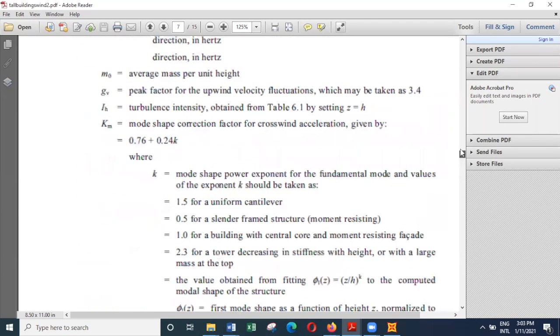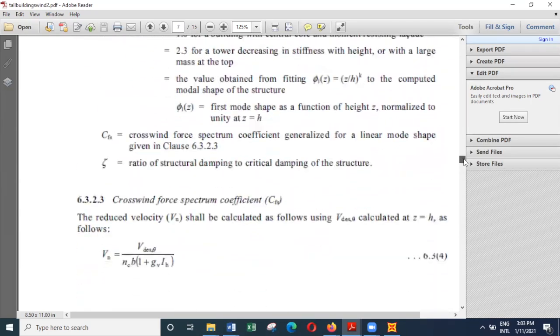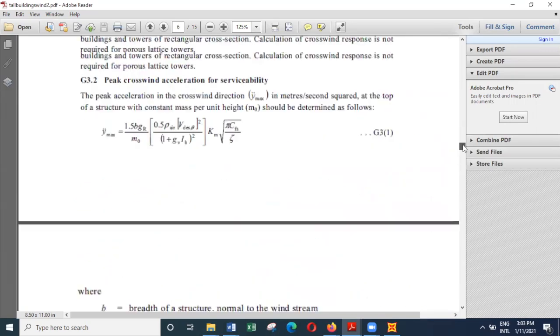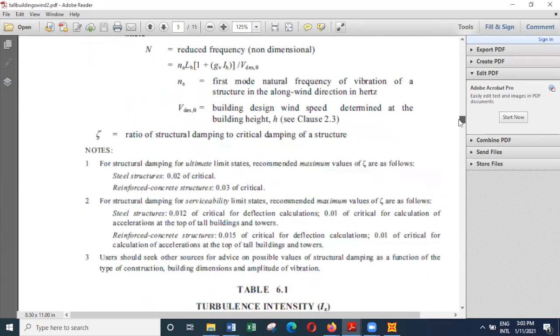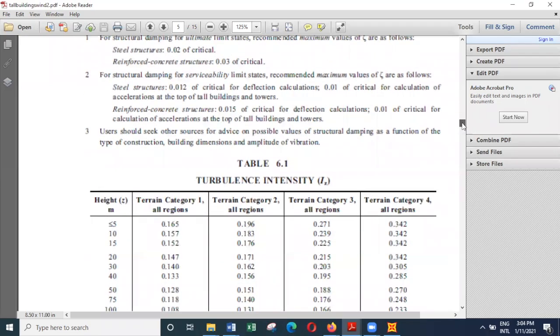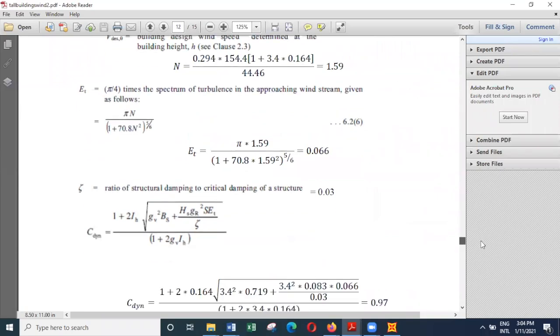And damping ratio is given here. Now we are looking at the acceleration of the building. When you are looking at structural damping for solid state, when you are calculating for deflection, 0.01. For reinforced concrete structures, for deflection it is 0.015. For acceleration it's 0.01. So I have to substitute 0.01 for damping.